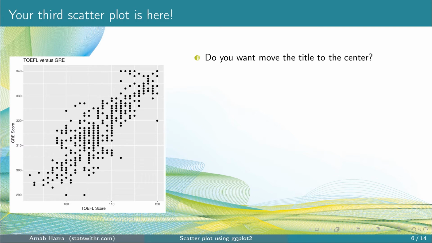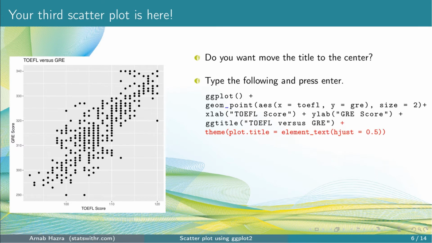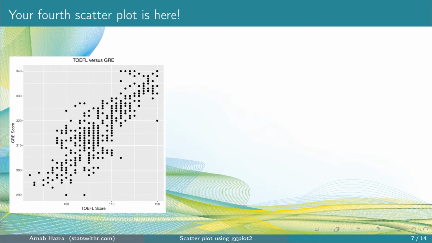Next, you might want to move the title to the center. To do that, add the line theme plot.title equals to element_text hjust equals to 0.5. Now press enter. Okay, you get your fourth scatter plot. You can see that the plot title has moved to the center now.